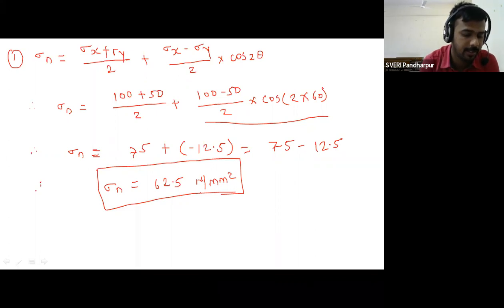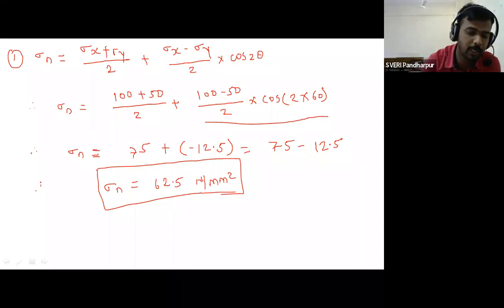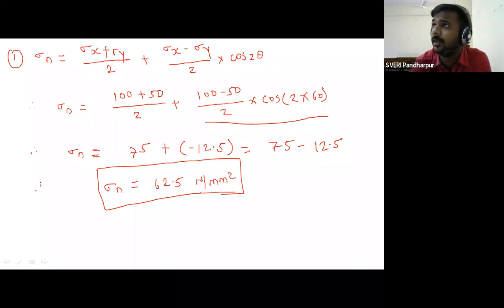So please check, send your answers in the chat box. Do the calculations properly. Calculation is very simple, but there is a possibility of wrong calculation here. So try to go for the separate calculation of the separate terms, and then you have to go for the addition. First of all, do the separate calculation of the term which is present as sigma x plus sigma y, and then the remaining term sigma x minus sigma y divided by 2 into cos 2 theta.